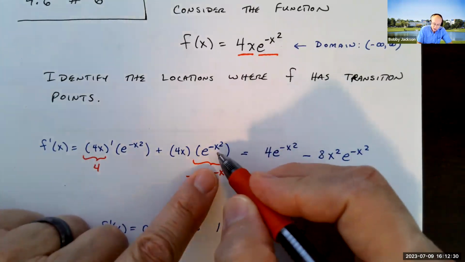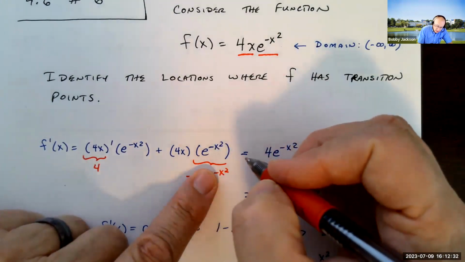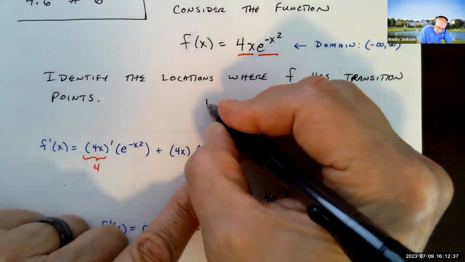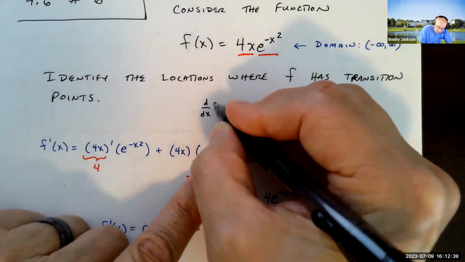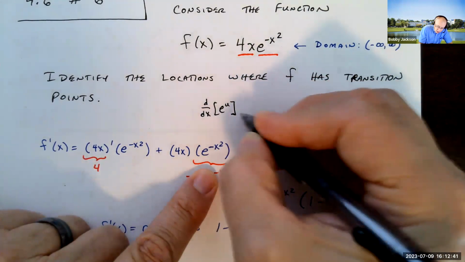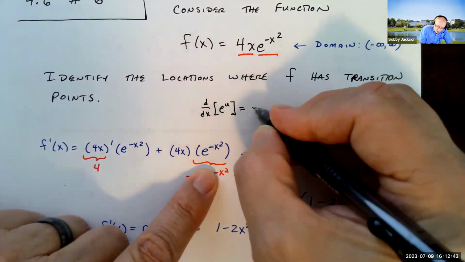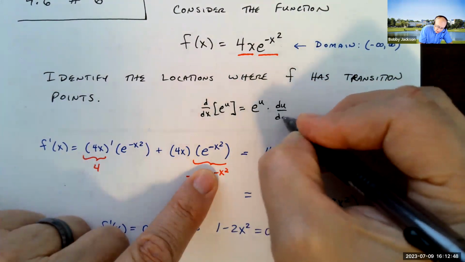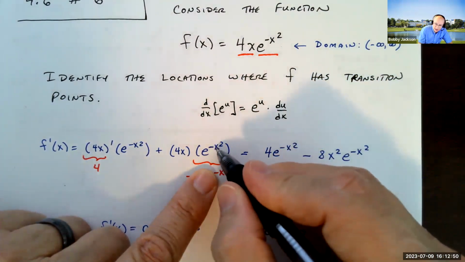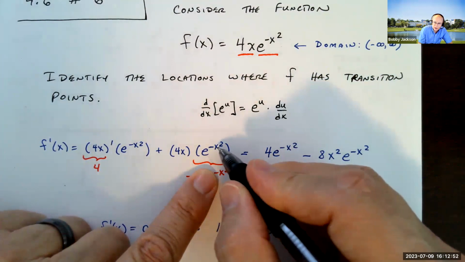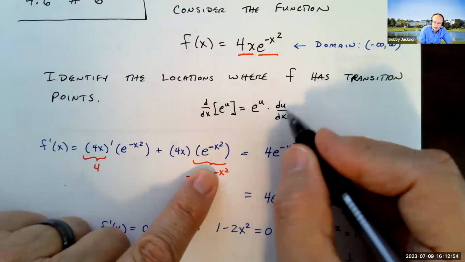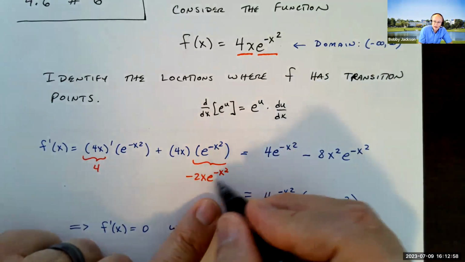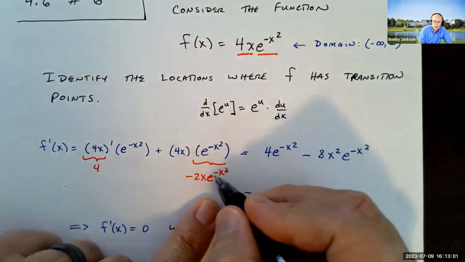Now, what's the derivative of e to the negative x squared? Well, that is a chain rule, right? It's not the derivative of e to the x. So remember, if I have the derivative with respect to x of e to the u, it's the derivative of e to the u, the outer function, times the derivative of the inner function. Well, what's the inner function? Negative x squared. What's the derivative of negative x squared? It's negative 2x. So I get negative 2x times e to the negative x squared. So this is the chain rule.